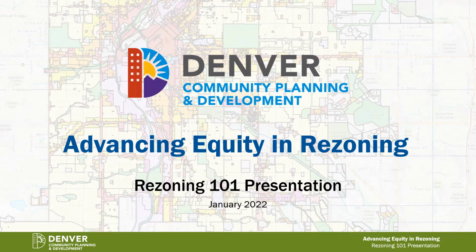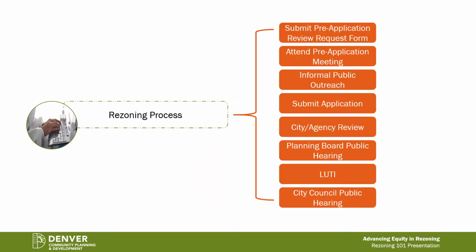This presentation will take a deep dive into Denver's rezoning process. We'll walk through the entire typical rezoning process, and we'll do this by using an example of a rezoning case to understand the review criteria. We'll also review the steps of all those involved, including the steps for applicants, neighbors, city staff, planning board, and city council.